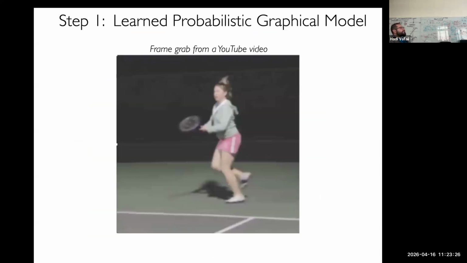Okay, so step 1 is basically this learned probabilistic graphical model. Basically, here's an image, a screen grab from a YouTube video. It's not the highest resolution video you've ever seen, but anyway, this is what real data looks like oftentimes.